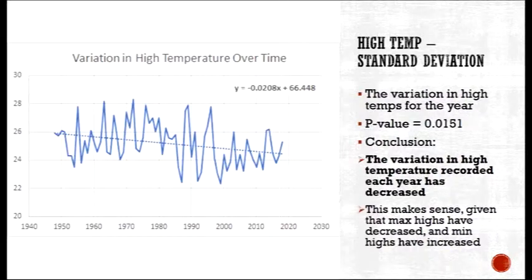And for the standard deviation, we see that the variation overall is decreasing. So our highest high temperature days are getting less common, and our lowest high temperature days are getting higher. So the variation between each of those is getting more and more narrow. So we are going to have less variation in our temperatures.